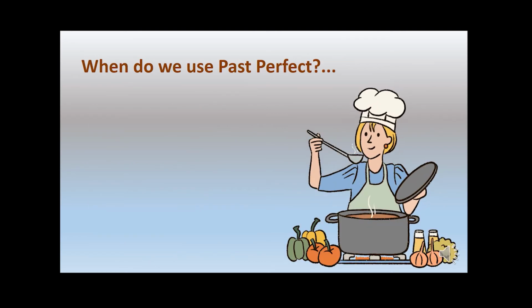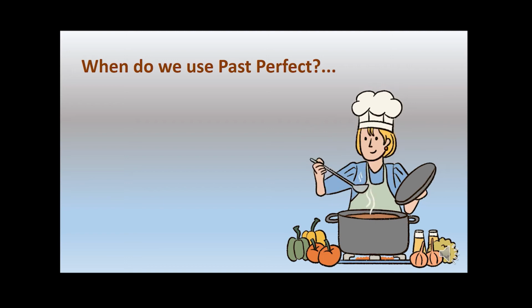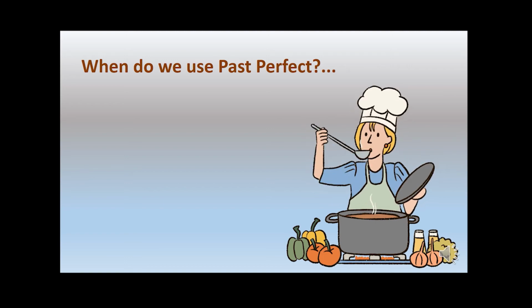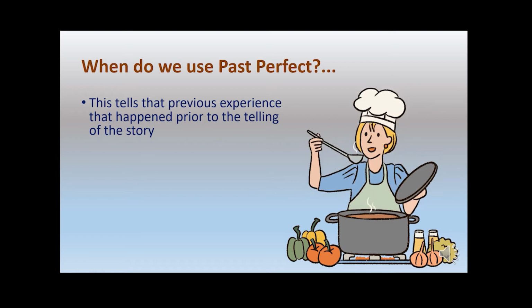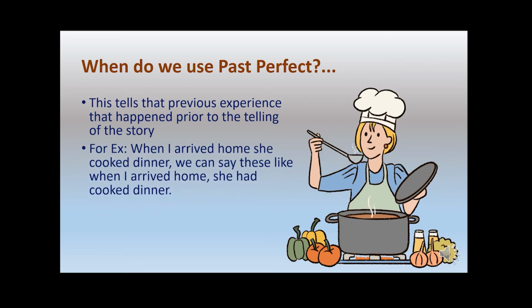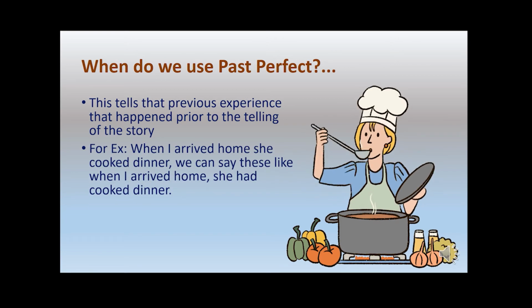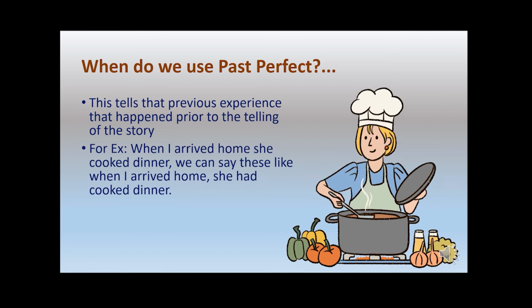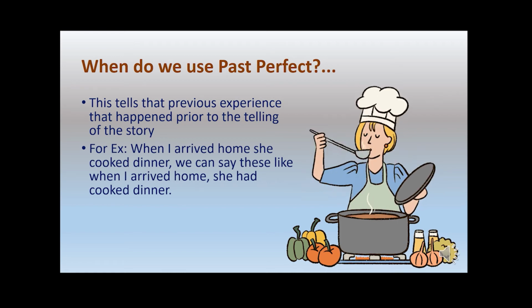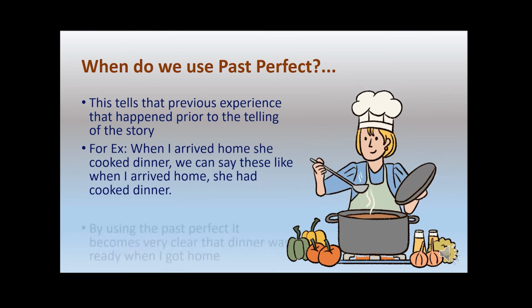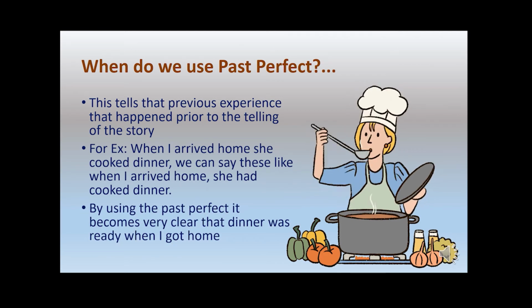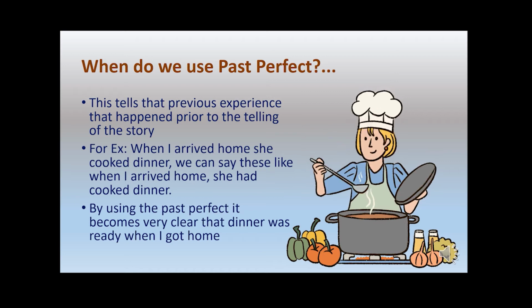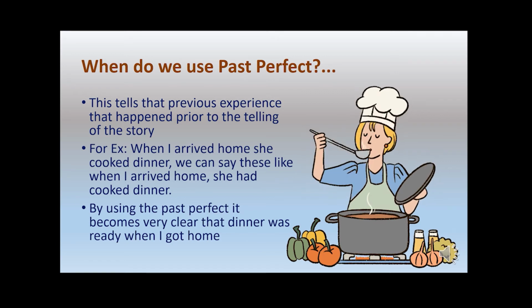Here are some more situations which help us know when to use the past perfect. This tells about a previous experience that happened prior to the telling of the story. For example, when I arrived home, she cooked dinner. We can say this like, when I arrived home, she had cooked dinner. By using the past perfect, it becomes very clear that dinner was ready when I got home.